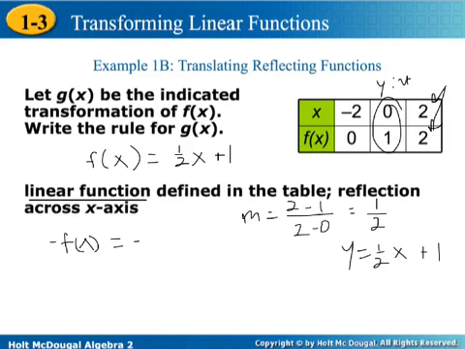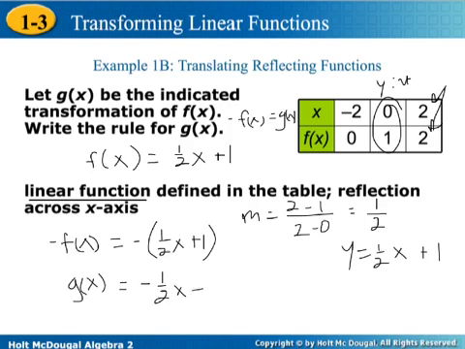So I need to take negative times 1/2 x plus 1, so that I get g of x then. Because we're saying that negative f of x is going to be equal to g of x. So then g of x equals negative 1/2 x minus 1.